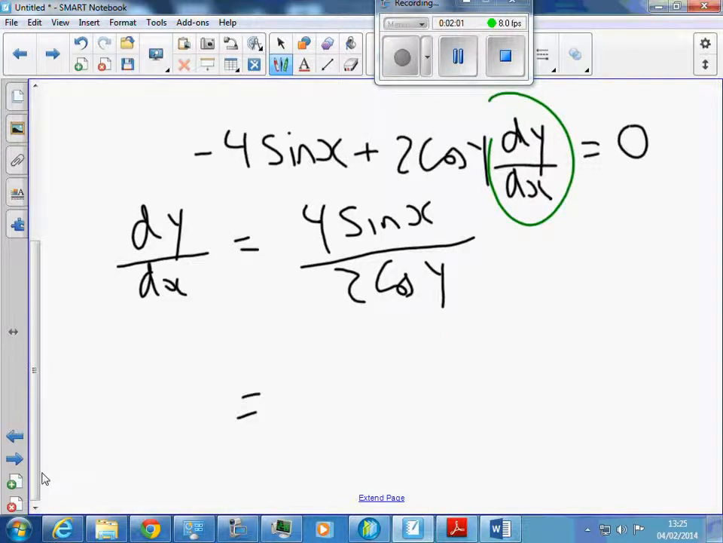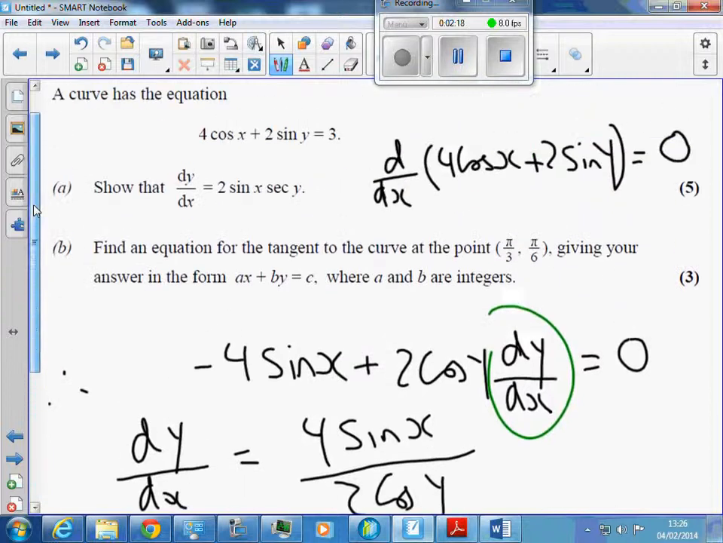And you can see 4 divided by 2 is 2. And 1 over cos y can be written as sec y. So dy by dx is equal to 2 sine x sec y as required. Okay, so that's very straightforward.